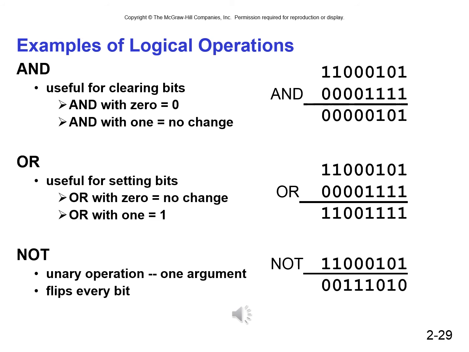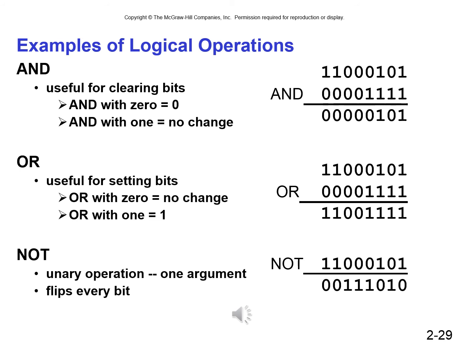Or if you OR something with 0, you get no change. If you OR it with 1, you get 1. So in this example, we have the same two values, but we're ORing them. And you'll notice that we get many more 1s in bit locations for the output because it's 1 or 0.